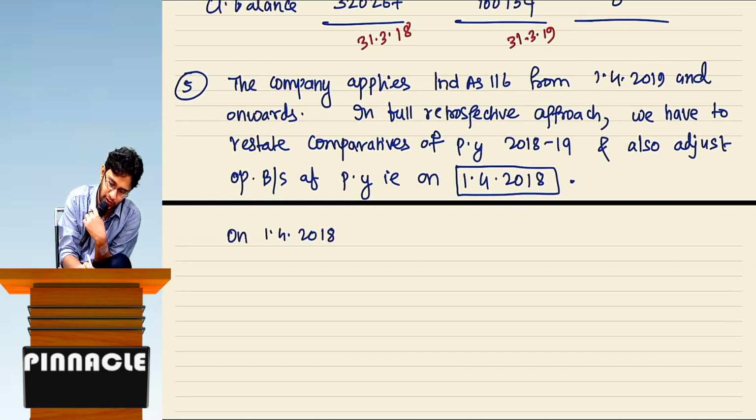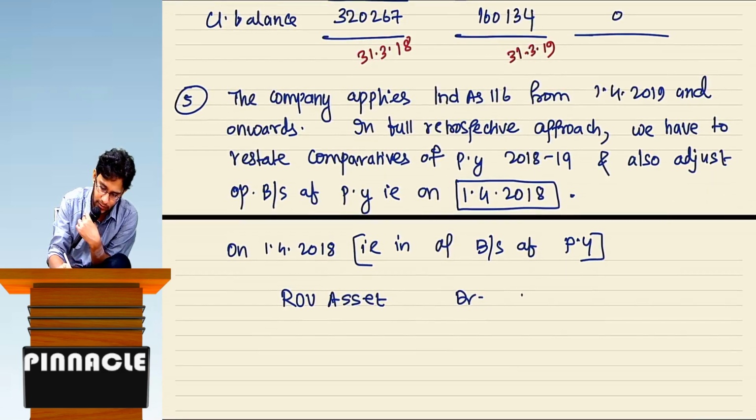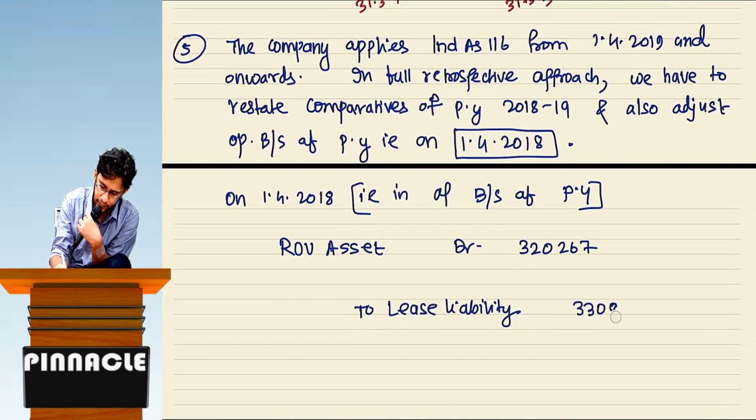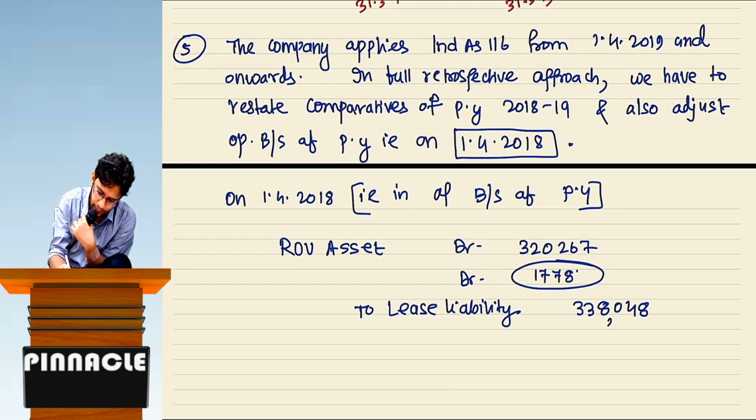On 1/4/2018, that is in the opening balance sheet of previous year, ROU asset account debit 320,267. To leave one or two lines and write to lease liability 338,048. There is a gap coming up. See how much gap that is? 17,781 now. Where will we adjust this? Retained earnings.